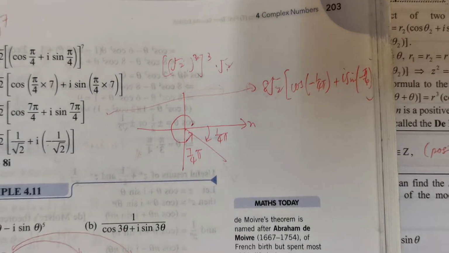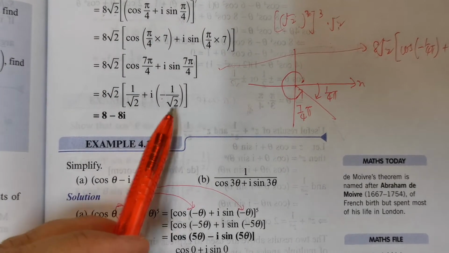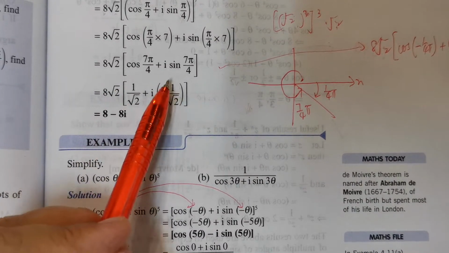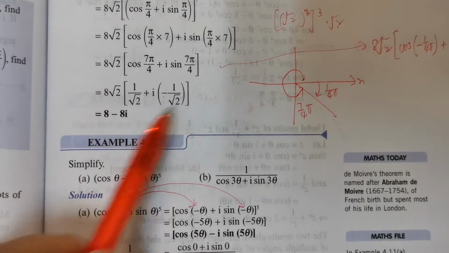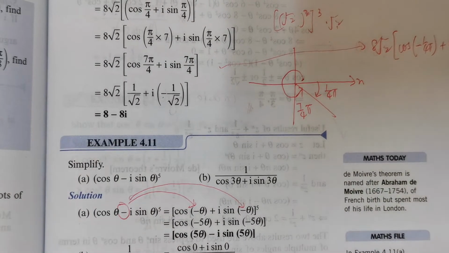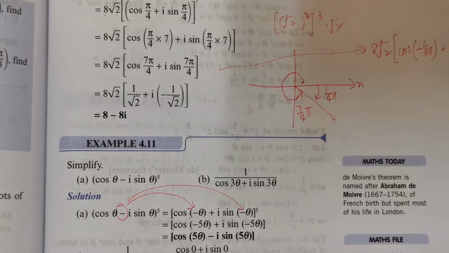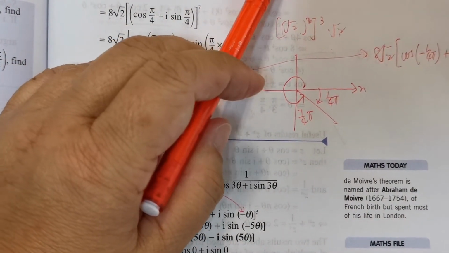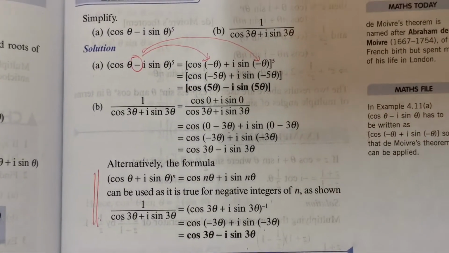But because this question wants us to express the answer in Cartesian form, it's okay. We just press the calculator. So cos negative 1 over 4 pi is the same as cos 1 over 4 pi, which is 1 over square root 2. And for sine in the fourth quadrant, sine is negative. Then multiply it in. This is z power 7, 8 minus 8i. This is an easier question on how to use the formula, De Moivre's theorem, to find the power. Now we go to something more complicated.